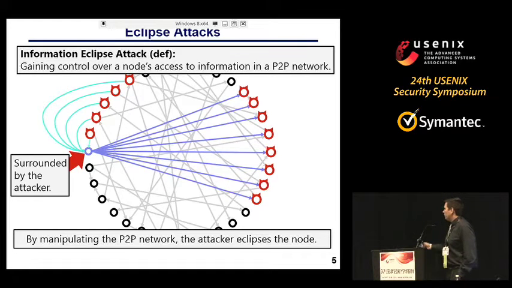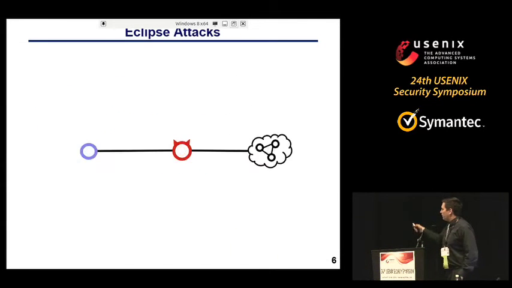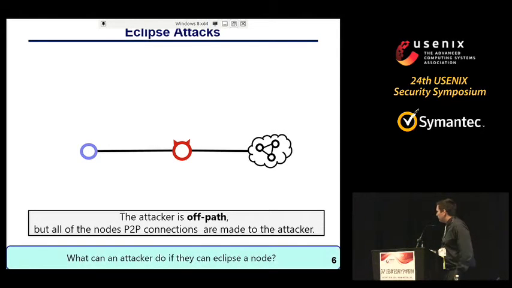And so normally attackers are not in this position. What I'm going to talk about later is how attackers can get into this position. But before I do that, I want to explain why this is so bad once a node has been eclipsed. And we can redraw that picture so the attacker is sitting in the middle between the purple node and the rest of the network. But this doesn't mean the attacker is an on-path attacker. It just means that all of the purple node's connections are to the attacker, so the attacker can decide what the purple node sees.